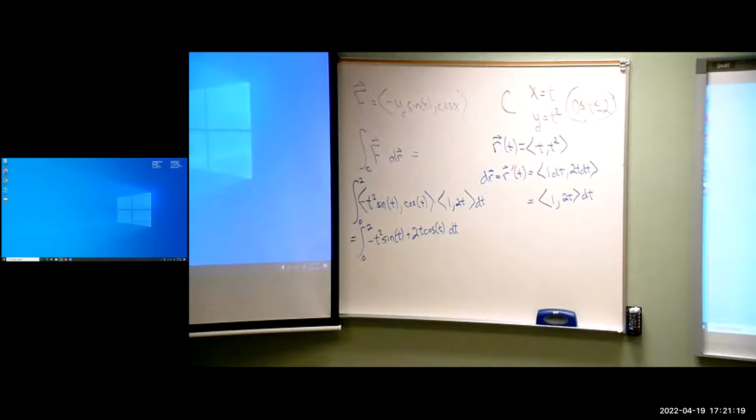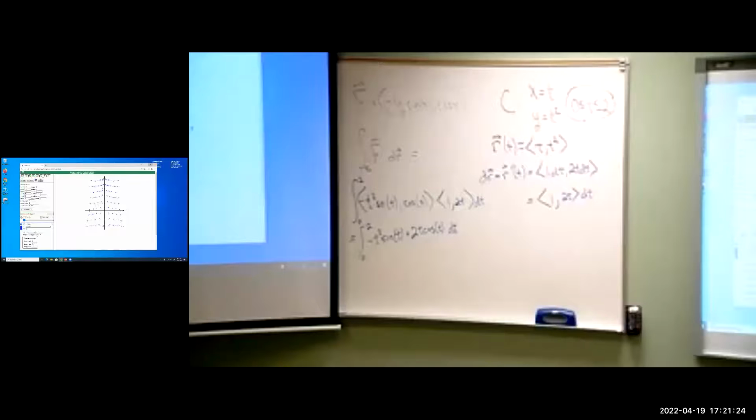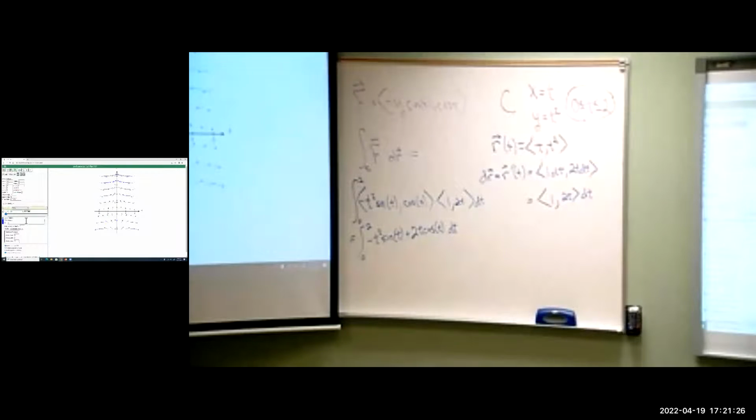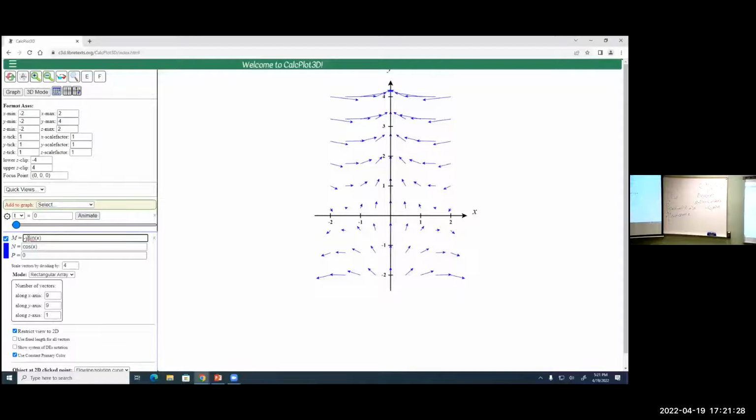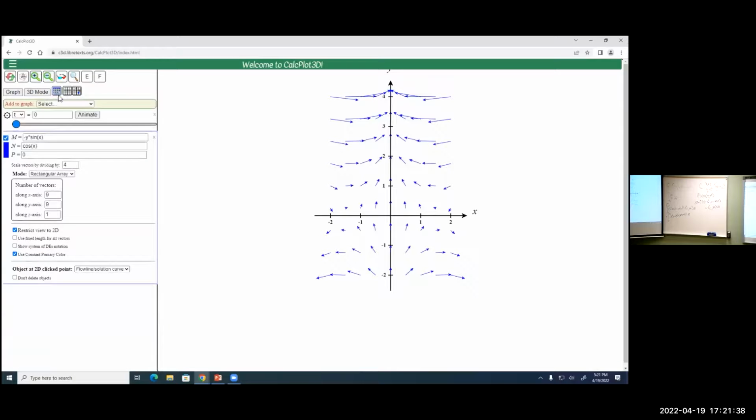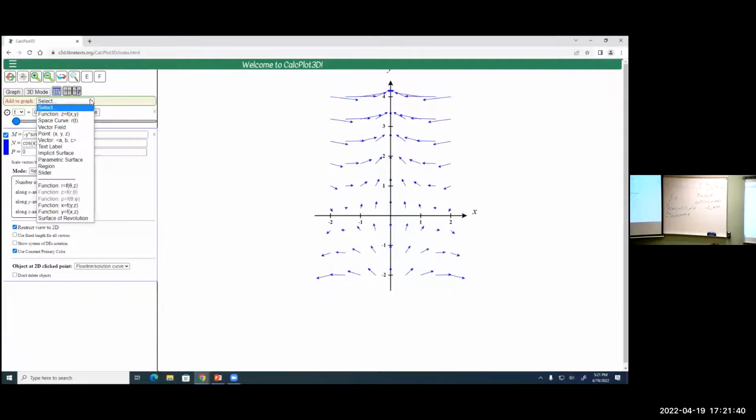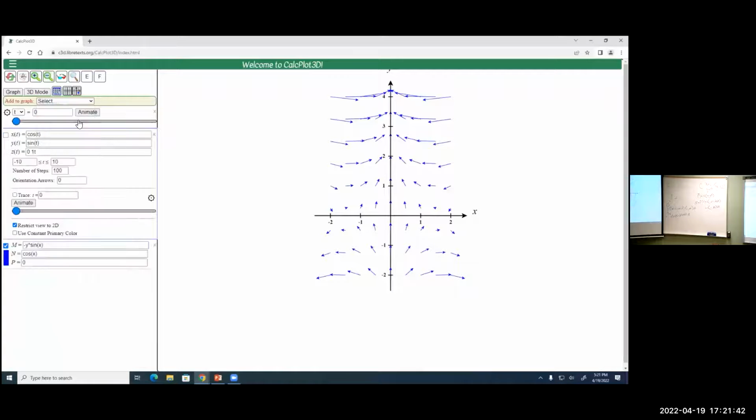So first off, let's just look at what's going on here. So here is our vector field, the negative y sine of x, cosine of x. So this is what our vector field looks like. Let's put in our parameterization. So to put in the parameterization, we're putting in a space curve. And this is where you would put in your parameterization. Just put in 0 for z because we're in 2D. We could do these in 3D as well.